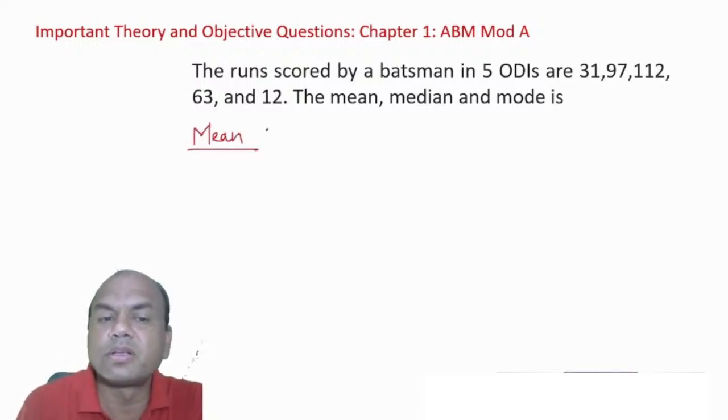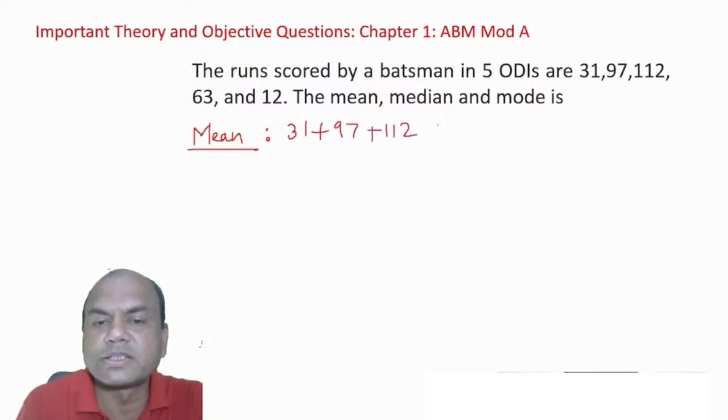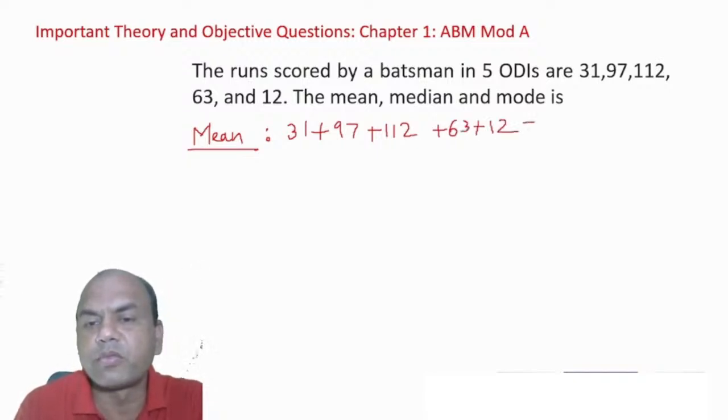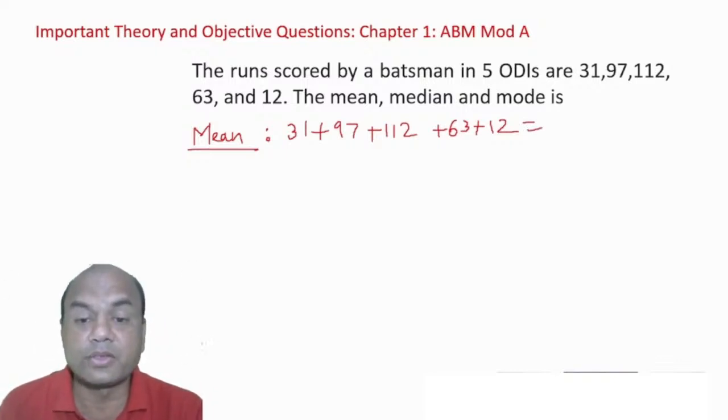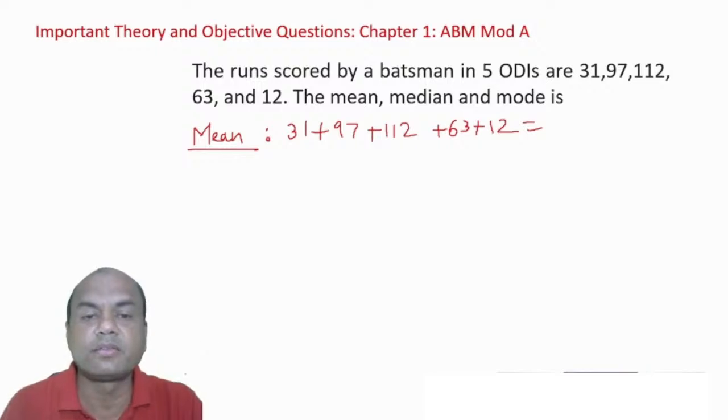Mean means what? Addition. Do the addition, everyone. 31 plus 97 plus 112 plus 63 plus 12. Add all of them. What is the answer? What is the answer you're getting, guys? Let me also try. First, I want the answer in the comment section from you. What is the answer you're getting?